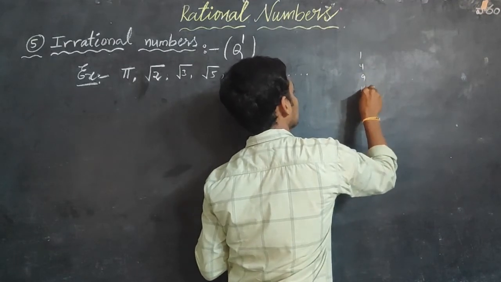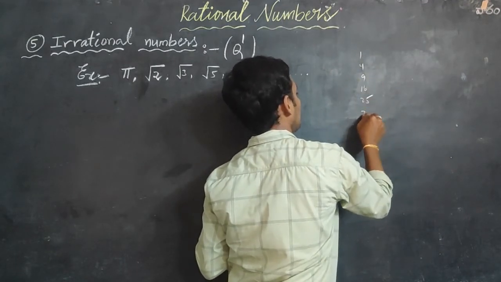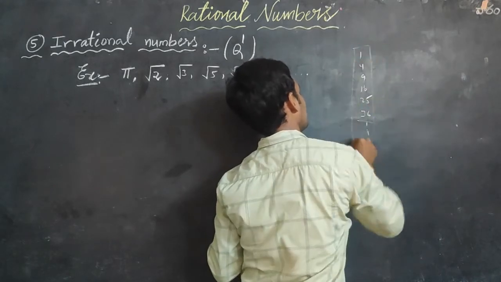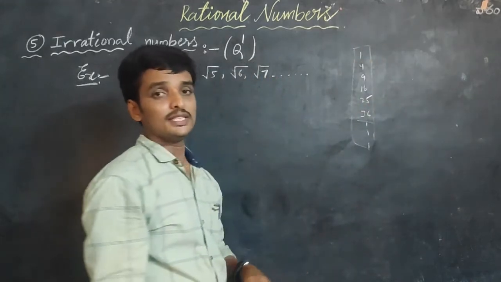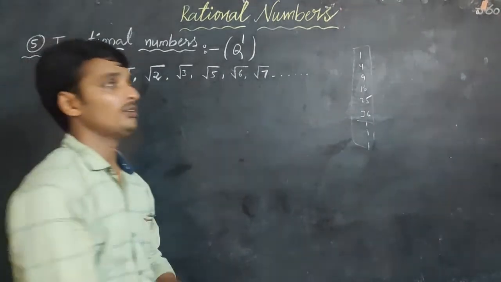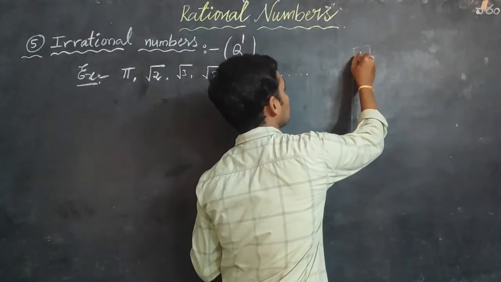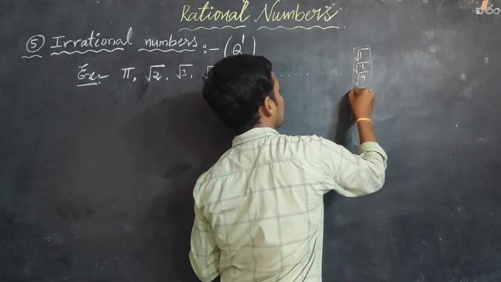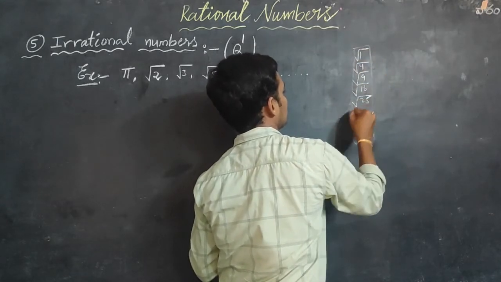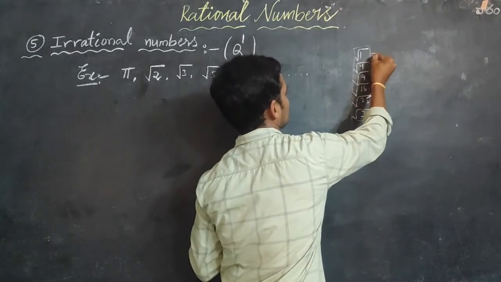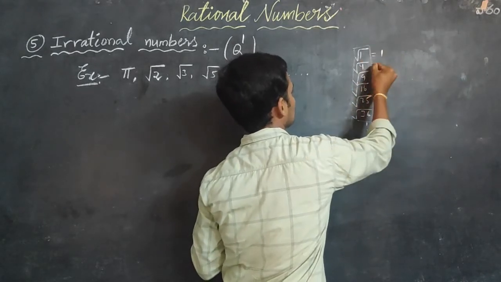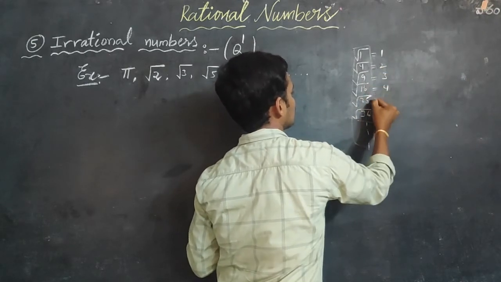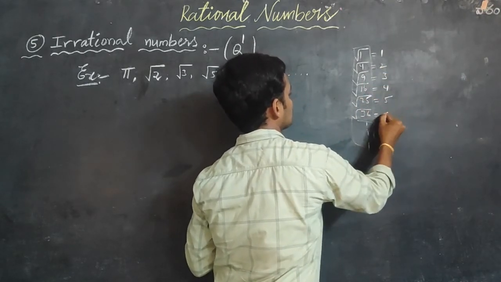We did not write 1, 4, 9, and the next 16, 25, 36 and so on. These are called perfect square numbers. If we apply the square root to these perfect square numbers, we will get rational numbers. Square root of 1 is 1, square root of 4 is 2, square root of 9 is 3, square root of 16 is 4, square root of 25 is 5, square root of 36 is 6, and so on.